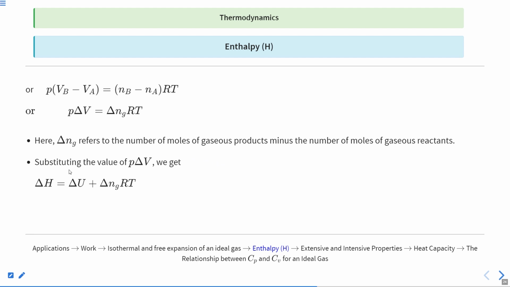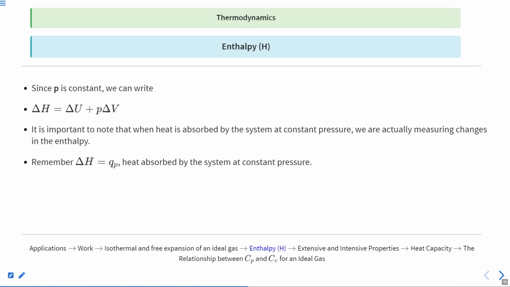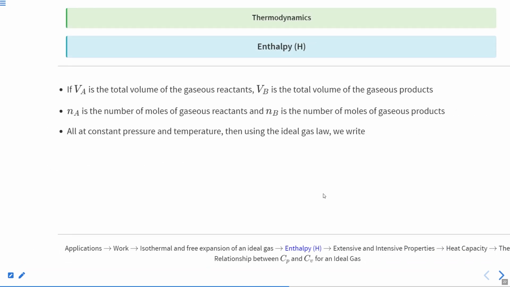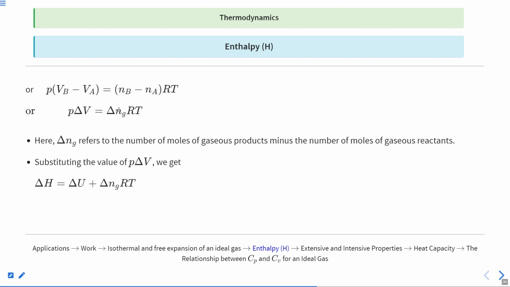Hence, our formula becomes delta H is equal to delta U plus delta NgRT. So what we are doing is finding the value of P delta V for this equation, which we got as delta NgRT, and substituting it back into the initial equation. So we got this thing. This formula is very, very important. Here R and T are constant.